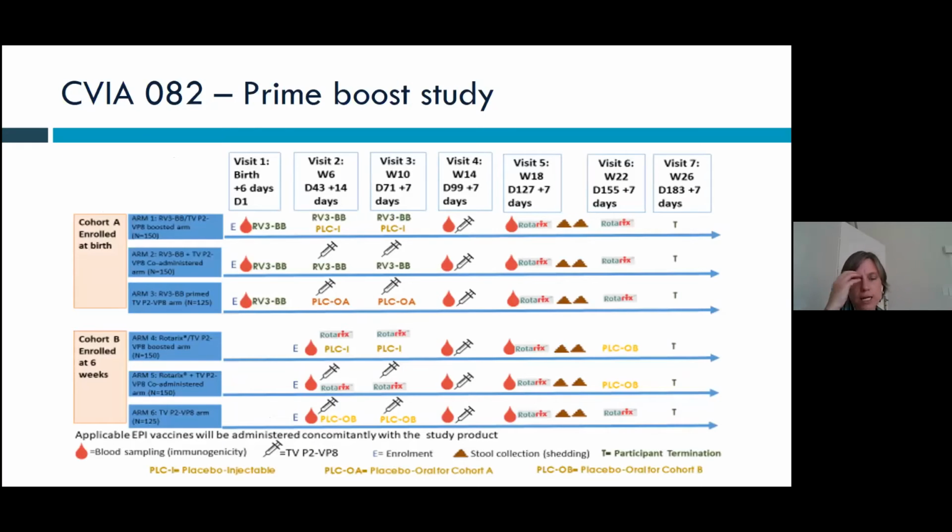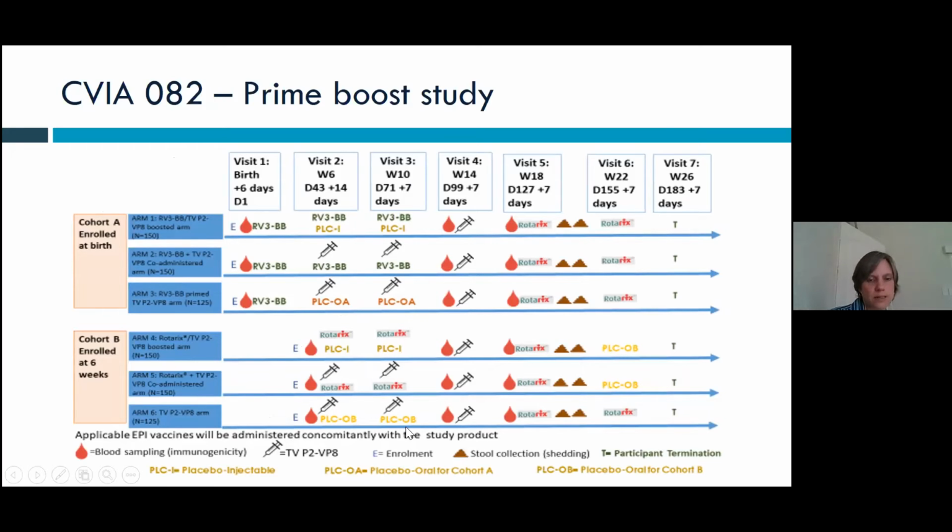And really just a quick look, I think this protocol, we're awaiting approval from the Joburg Research Committee. So there'll be the two groups. One will be enrolled at birth, where they'll be getting that birth rotavirus vaccine. The other cohort will be enrolled at 6 weeks of age. And then there'll be different arms, either where they'll be getting the injectable vaccine together with the oral, or getting the oral followed by the injectable.